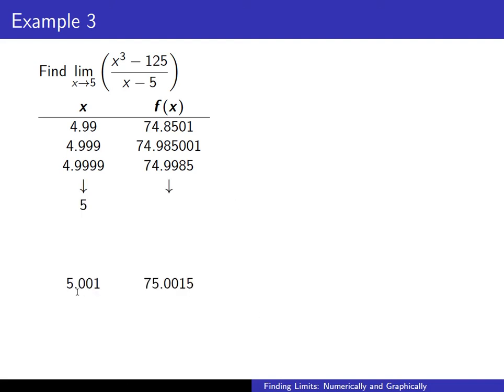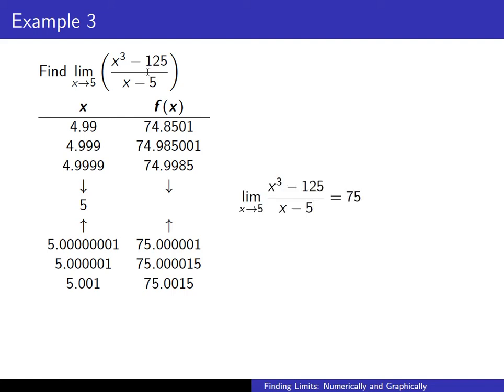Coming from above 5, plugging in 5.001, we get 75.0015. Even closer to that, we get this number here, a lot of zeros. And even closer to 5 than that, we get this number. So hopefully, looking at these values and what they're getting closer to, you can find that the limit as x approaches 5 of this function is 75.